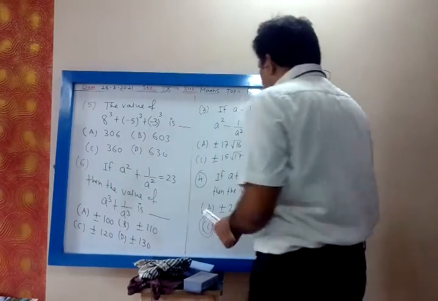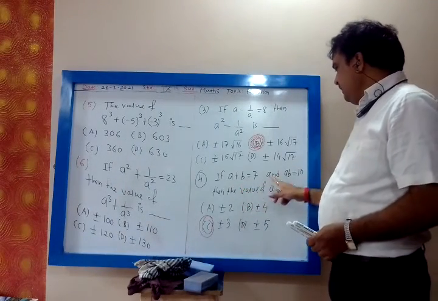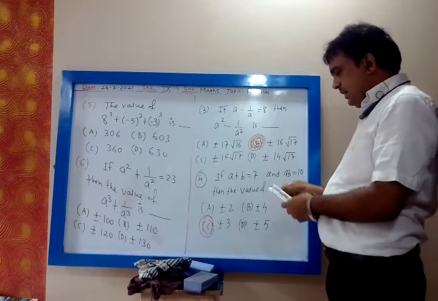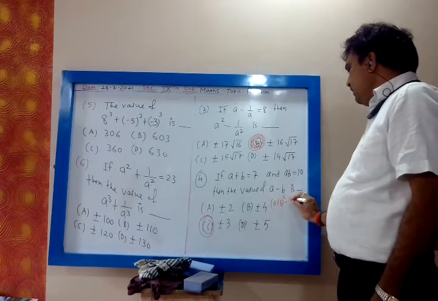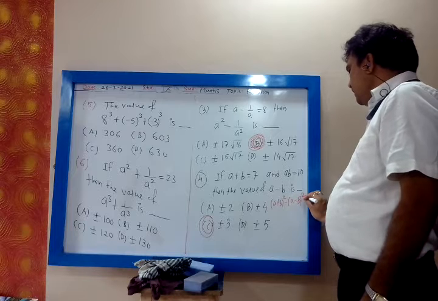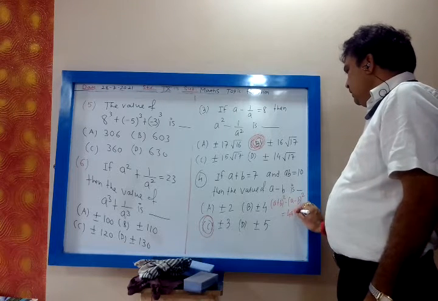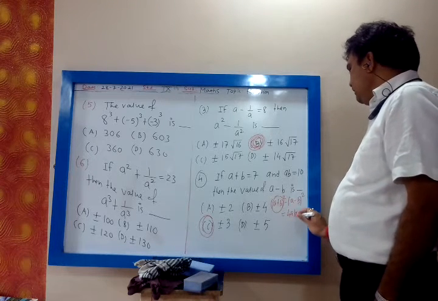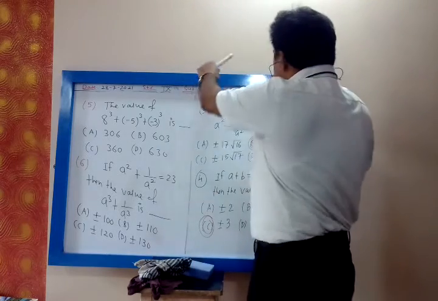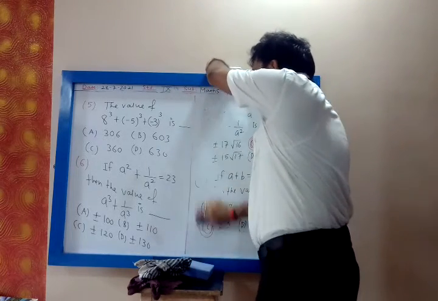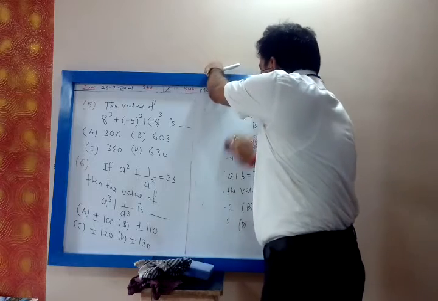So 3 and 4 are clear to everybody. A plus b is 7. To find a minus b, I will use this formula: a plus b whole square minus a minus b whole square is equal to 4ab. You are given the value of a plus b, substitute. You are given ab, substitute. Work out, get a minus b. Okay, so do fifth and sixth.